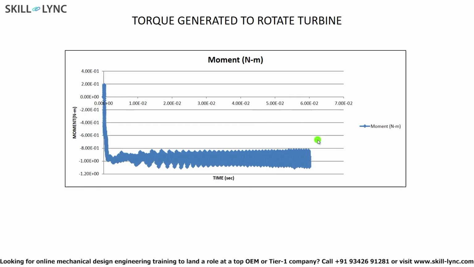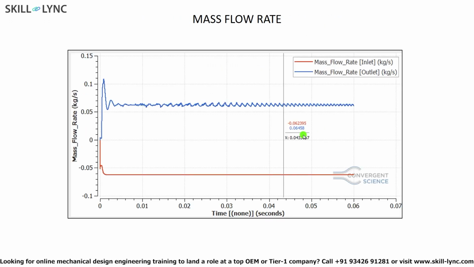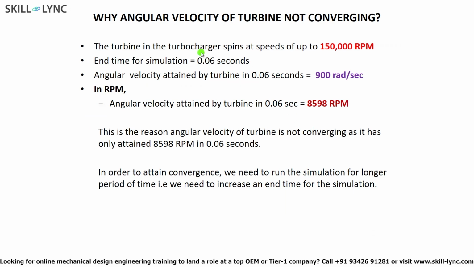But in case you want to run the simulation till the turbine picks up its full speed, you have to run the simulation much longer. How long? Well, that calculation is fairly simple. The turbine in a turbocharger typically spins at around 100,000 to 150,000 rpm. Now the end time for the current simulation is 0.06 seconds, and the angular velocity that we got at 0.06 seconds is 900 radians per second, and if you convert that to rpm, it's just 8598.